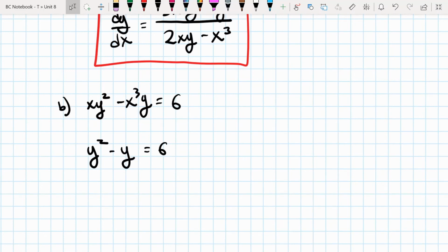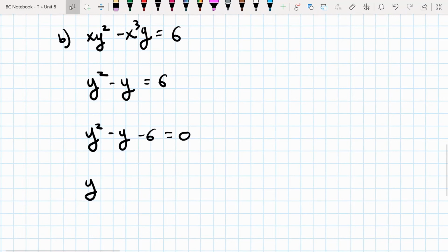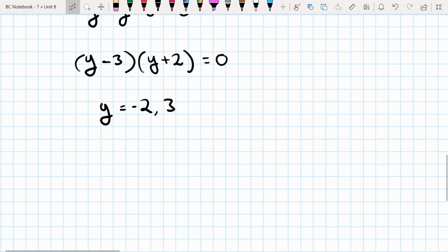Now it looks like we're going to have two y values. That is unfortunate because that means we're going to have to do a little bit more work. Let's find out what those y values are by factoring. So it's going to be y minus 3 and then y plus 2 equals 0. So the two y values here are going to be negative 2 and positive 3, which means the two coordinate points that we want to identify the slope and equation of the tangent line for are (1, 3) and (1, -2) because the x values are 1.